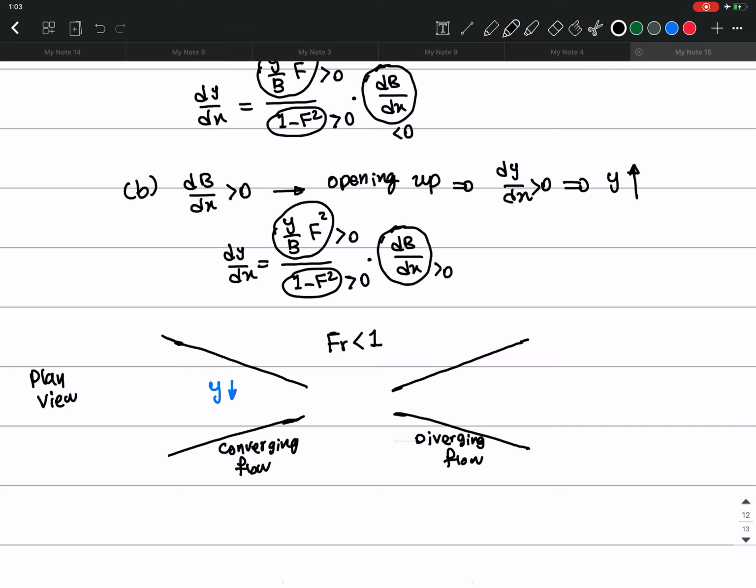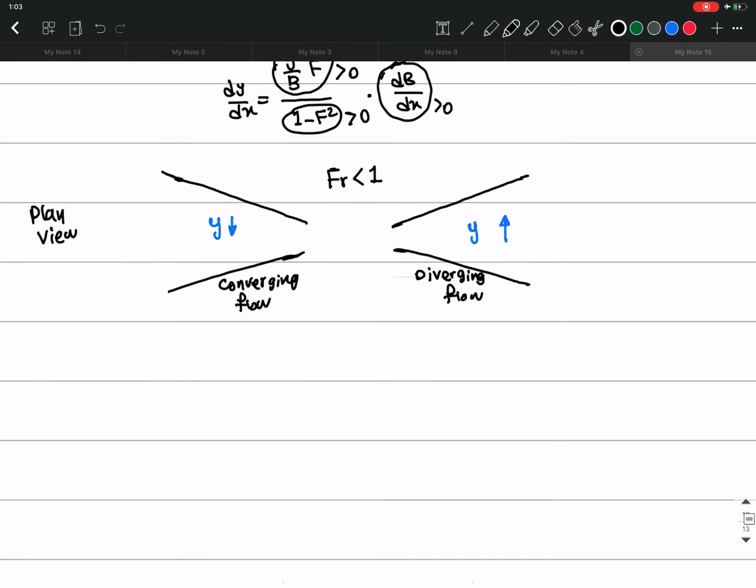So dB over dx is positive, then y, the depth of the flow, is going to increase with x. So we have here, as it shows it here. Okay. So if I want to show it from side view, it is as follows. So from side view, what's going to happen is like this.